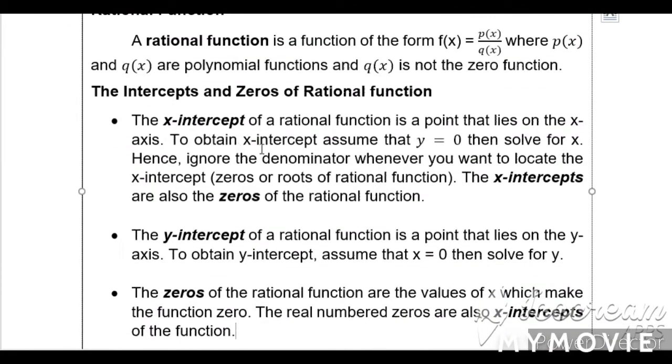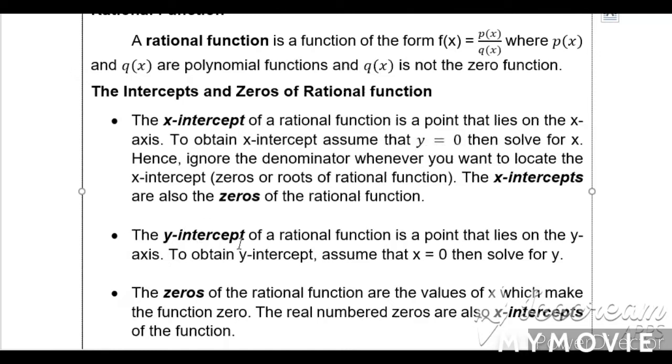The x-intercept of a rational function is a point that lies on the x-axis. To obtain x-intercept, assume that y equals 0, then solve for x. Hence, ignore the denominator whenever you want to locate the x-intercept, zeros or roots of rational function. The x-intercepts are also the zeros of the rational function. So again, for x-intercept, you just let y equals 0.